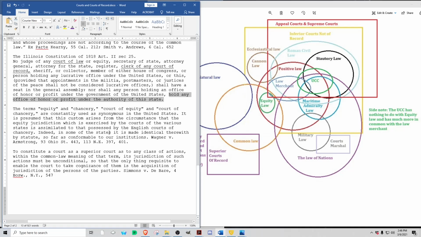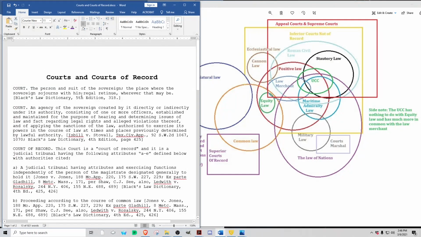To constitute a superior court to any class of actions within the common law meaning of that term, its jurisdiction of such actions must be unconditional, so that the only thing requisite to enable the court to take cognizance of them is the acquisition of jurisdiction of the persons of the parties. So, serve them your common law suit at law by process server. That's it. Your court has jurisdiction. They got served.